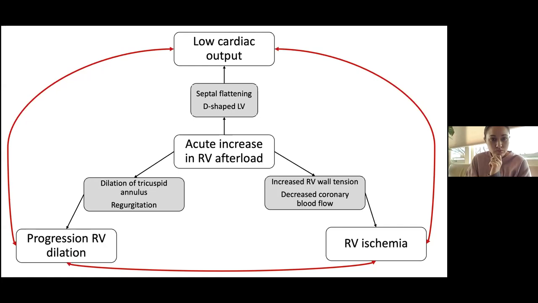If we were to give that 1 liter fluid bolus, what we would do is we would worsen the dilation of the RV, we would increase the RV wall tension, we would worsen the D-shaping of the LV, and in particular, we would go in the wrong direction. And this patient would likely need inotropes in combination with diuretics as a supportive measure while we are addressing the obstruction, which is the pulmonary embolism.